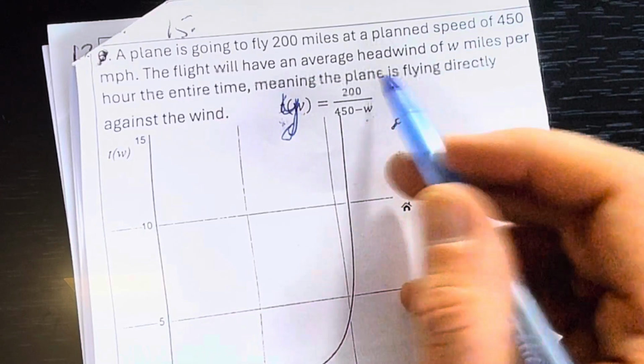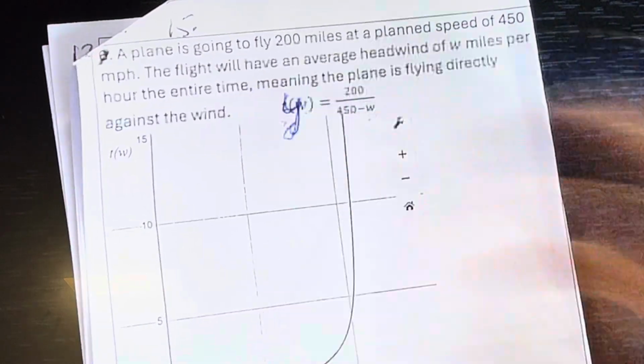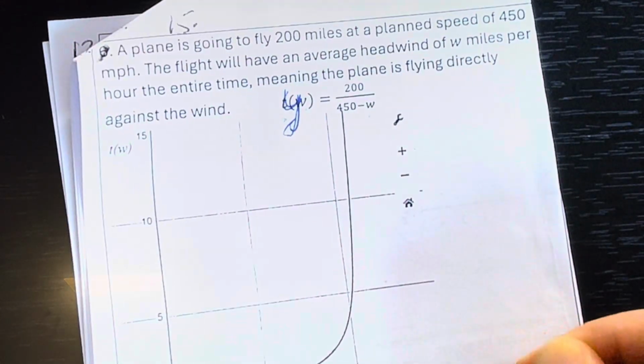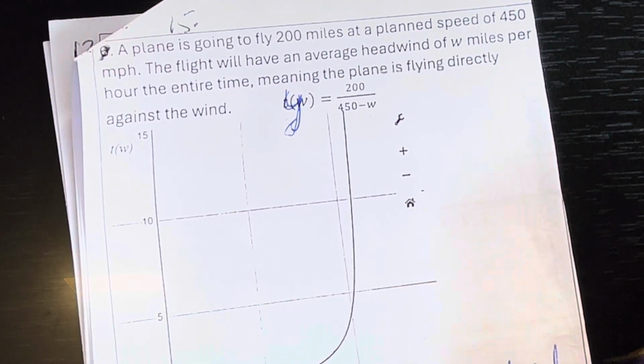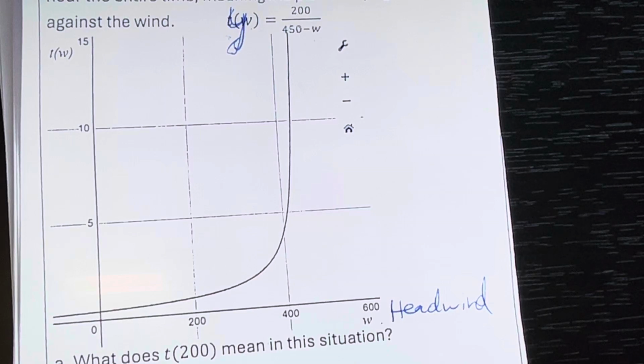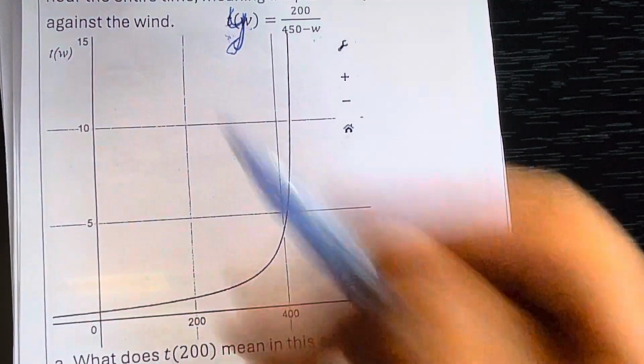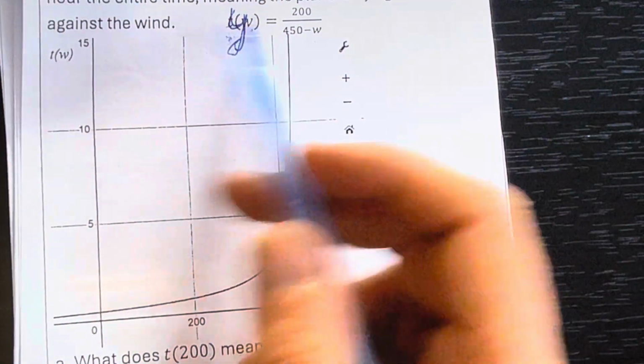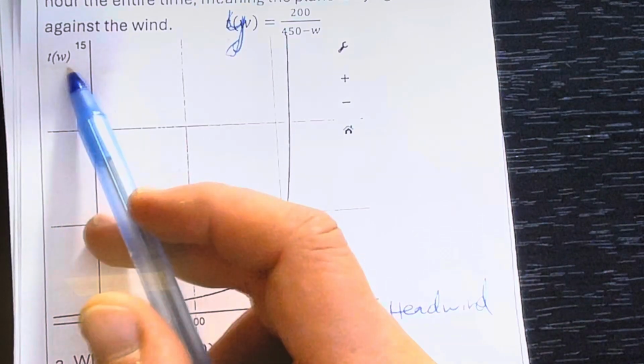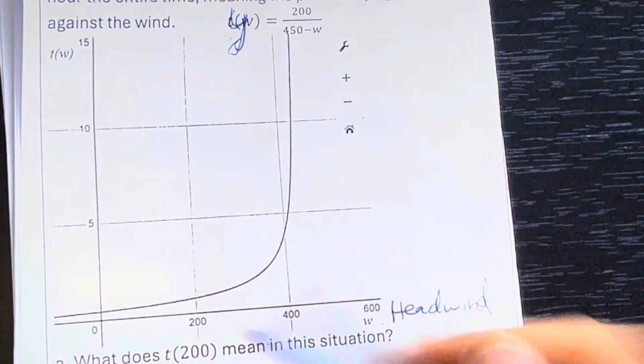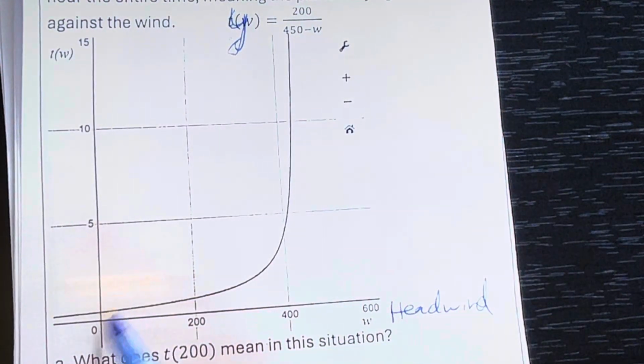W, it tells us, is the headwind, the average headwind. So we can label this as the headwind blowing against the plane. And something that I didn't make clear here is that this is the flight time. So if there's no wind pushing against the plane, then the flight is very quick. This is time in hours.